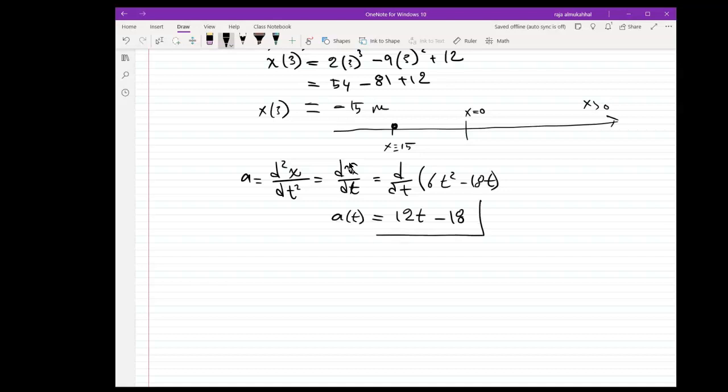There it is. So now a of 0 is equal to 12 times 0 minus 18, and that's equal to minus 18 meters per second squared. All right?